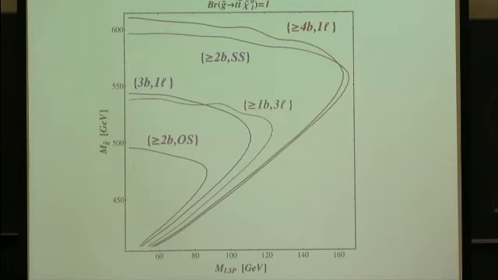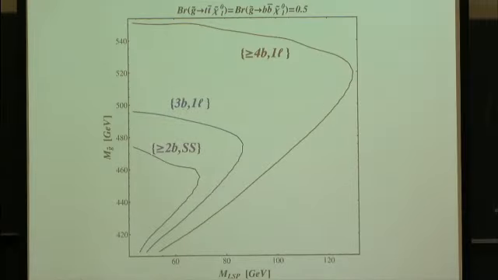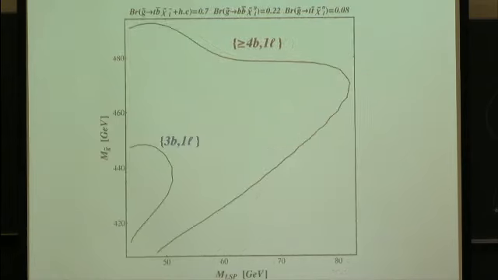The most promising channel will be 1 lepton 4b. If you have t-tbar branching ratio at 100%, you will get some strong bound from the same-sign dilepton. But if the t-tbar branching fraction is not 100%, then you still get a strong bound from 1 lepton 4b, but the same-sign dilepton will not be so good.